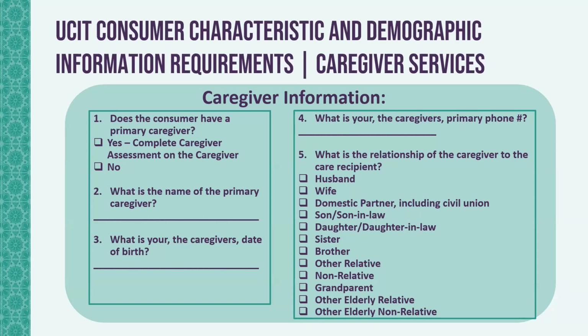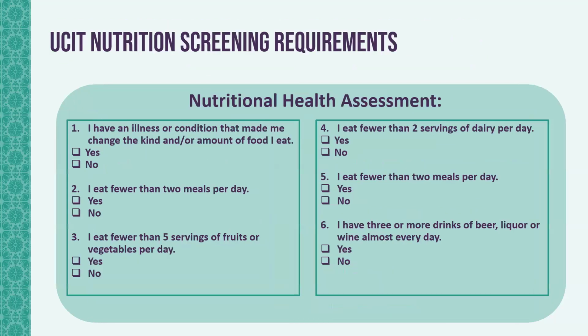One thing I also wanted to mention to you is that collecting this caregiver information is actually within the Older Americans Act. So in the 2020 reauthorization, Congress decided that we needed to do a better job of doing an assessment on caregivers. So this is what we have at this point to be able to do that. So we are going to move on to the nutrition health assessment.